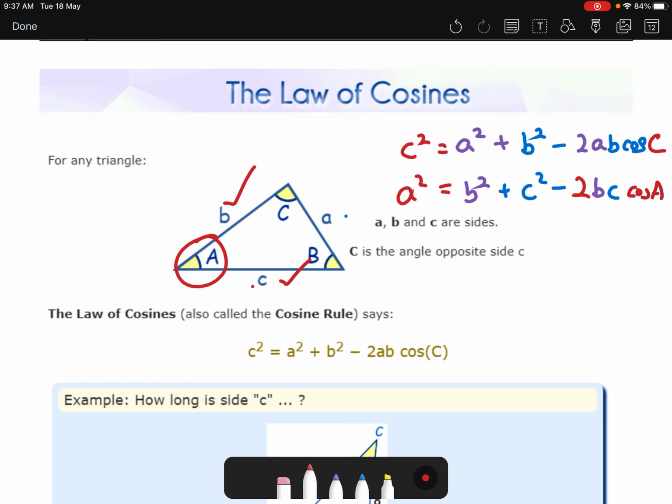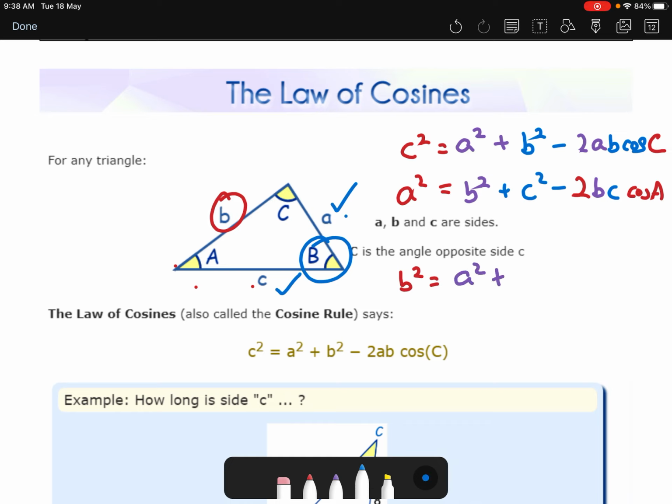Okay, likewise, if you want to find side B, which is length B, you must be given three things also: A, C, and angle B. So B square is equal to A square plus C square minus 2AC cosine B. So just follow the pattern: this and this is equal to this and this. So this is the cosine rule.